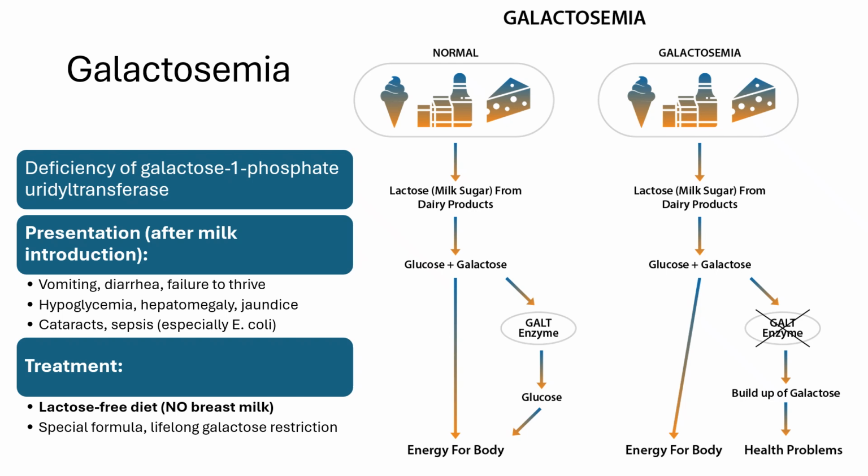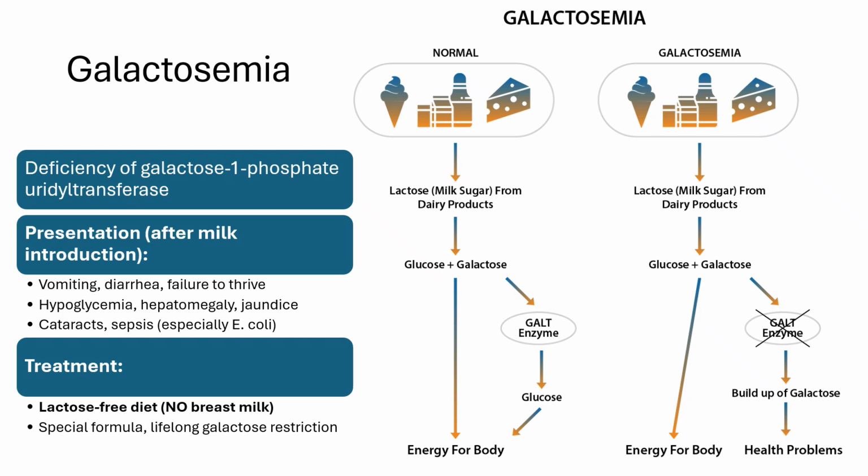Presentation follows a predictable timeline after introducing breast milk or formula. Within days, affected infants develop forceful vomiting and watery diarrhea. Parents describe complete feeding intolerance. Every feeding comes back up. Weight loss follows rapidly as nutrition fails and catabolism accelerates.